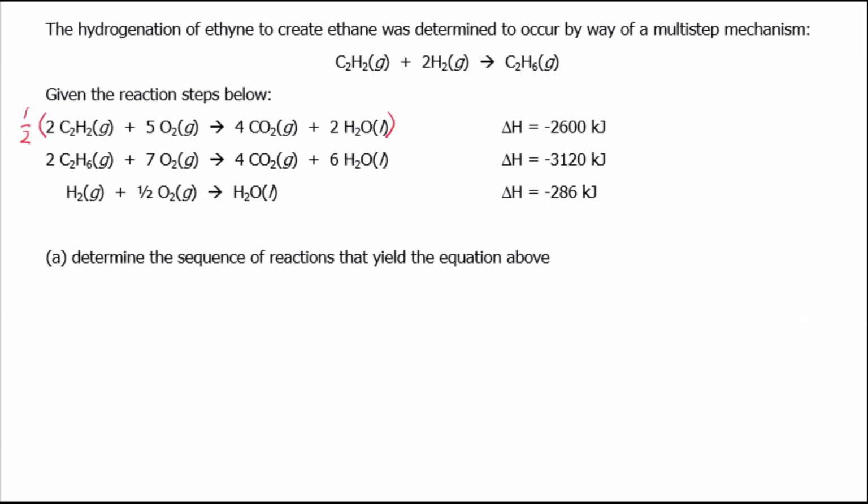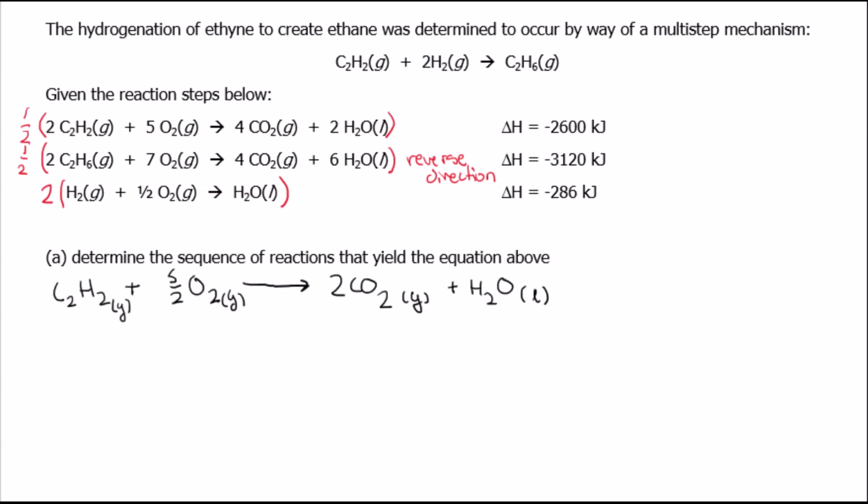So the first one we're going to multiply by 1/2 to cancel out that 2 on C2H2 so it becomes a 1 like the overall reaction. Second one we'll multiply by 1/2 to cancel out that 2 so that C2H6 has a coefficient of 1. Third one we multiply by 2 so that H2 has a coefficient of 2 like the overall reaction. And also on the second one we're going to make sure that we reverse that direction because C2H6 is in the reactants there and in the products in the overall reaction.